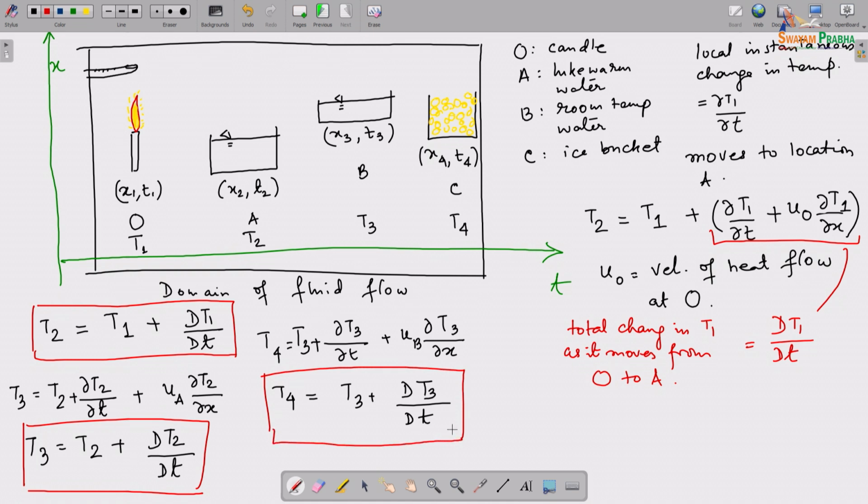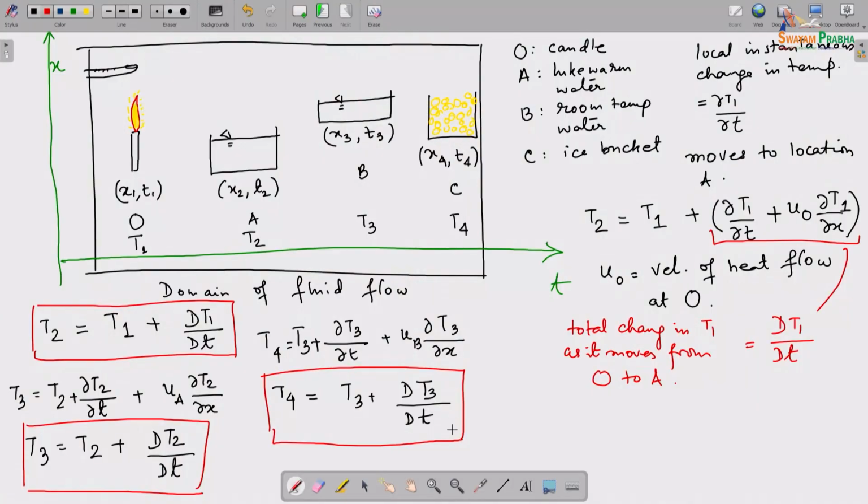So essentially what I am saying is, in this domain, why is there a temperature change at all? Because I am doing these things. If I had just a candle, then everywhere it could have been T, but there is a change in the temperature. The change is coming because I am creating some kind of a heat flow, and therefore there is this change. I am trying to calculate that.